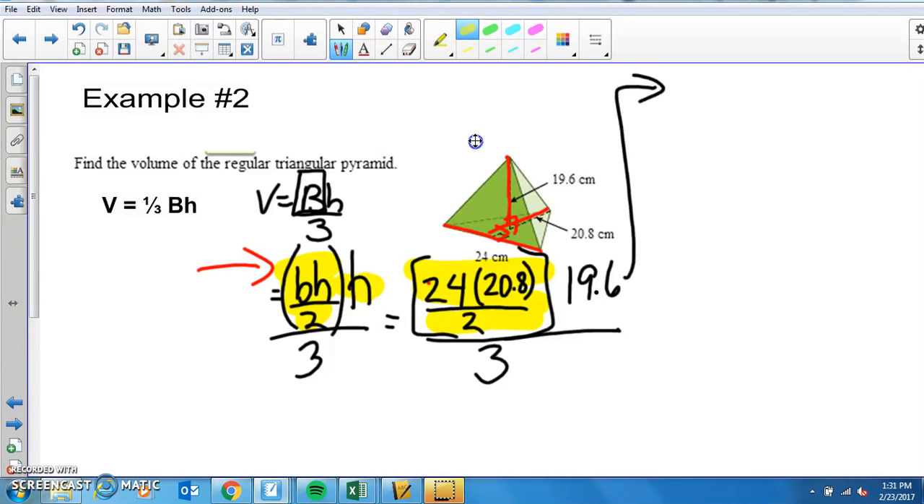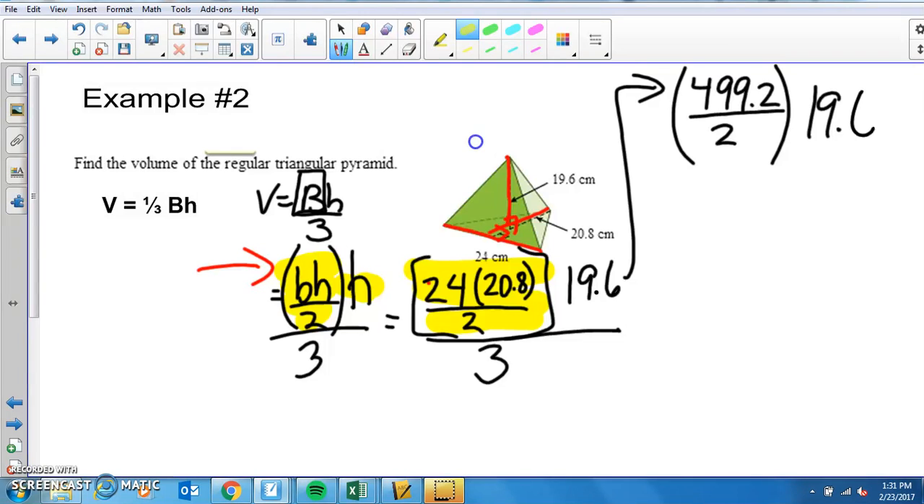So the inside gives us 499.2. We have to divide that by 2. Then we're going to multiply that by 19.6. Then we divide all of that by 3. Alright, so I'm just taking it step by step. Alright, I'm still focusing on the inside here.